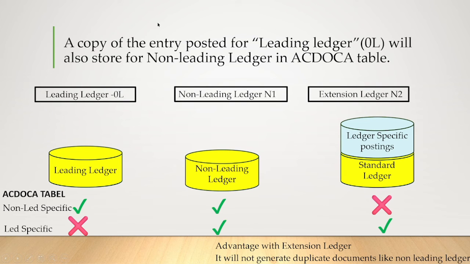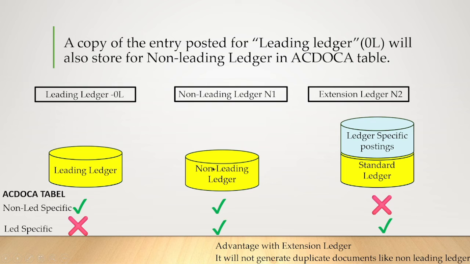If you observe the picture, a copy of an entry posted for the leading ledger 0L will also be stored for the non-leading ledger in the ACDOCA table. For example, we have one leading ledger, one non-leading ledger and one extension ledger: 0L, N1, N2. This is the leading ledger, this is the non-leading ledger, this is the extension ledger.